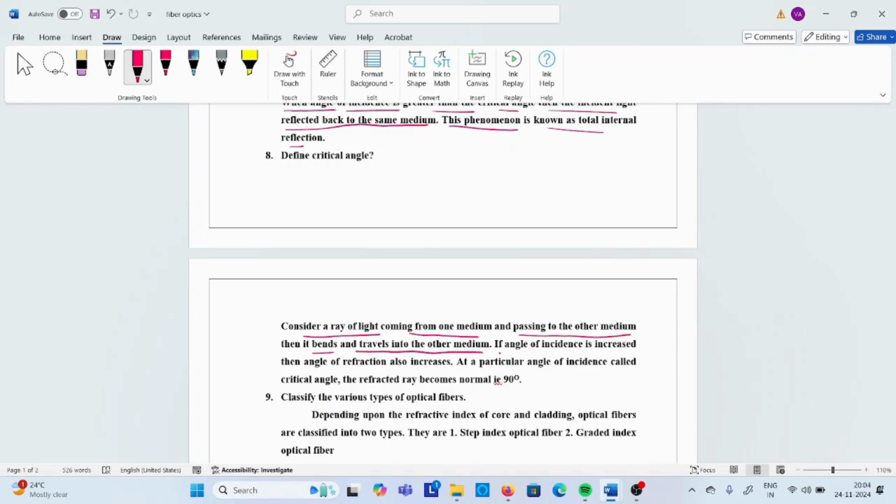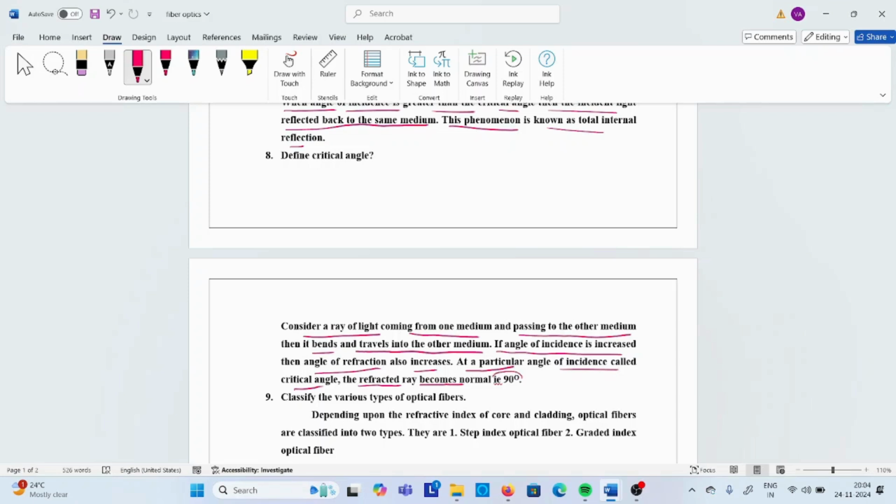After this process, if we increase the angle of incidence, then the angle of refraction also increases gradually. At a particular angle of incidence, called the critical angle, there is no refraction into the other medium; there will be reflection into the same medium. This is the required condition for getting total internal reflection.